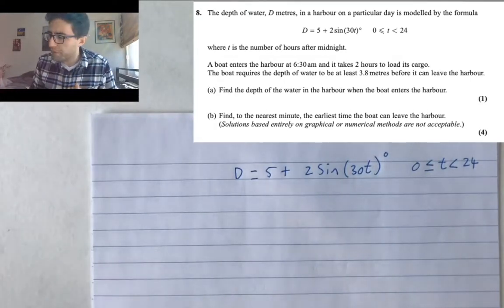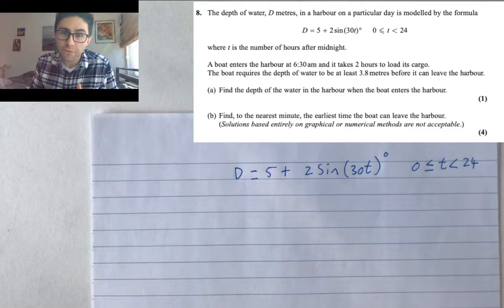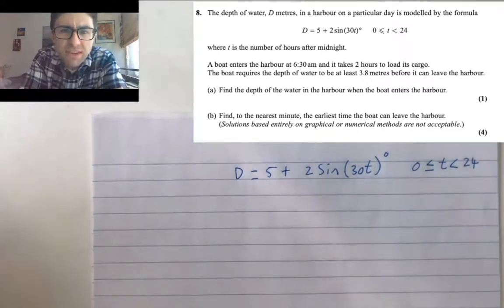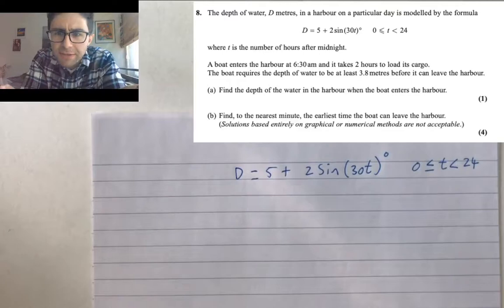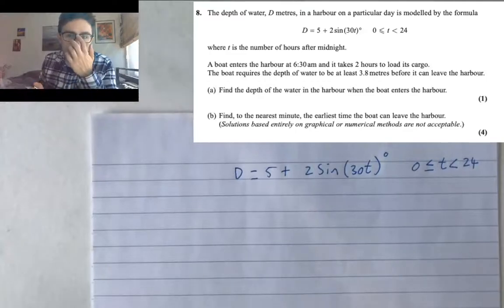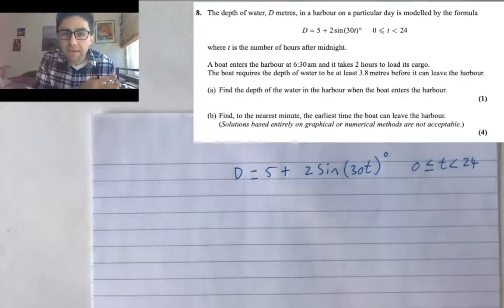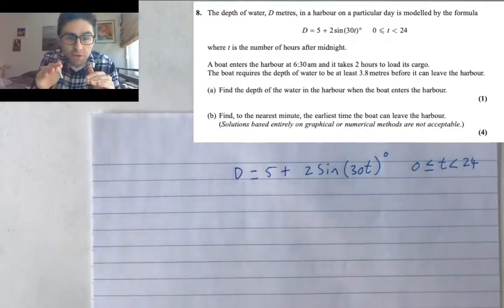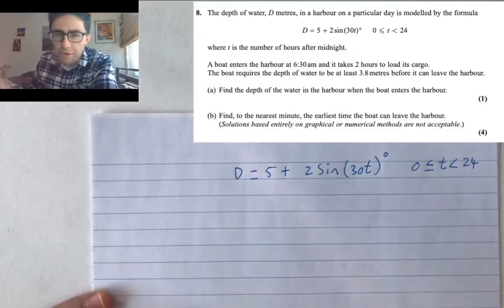So that's the model. D is the depth of the water, and T is the time after midnight in hours. All these sort of things are important to read and pay attention to. They're partly testing: are you reading this properly? Are you paying attention to all the fine points? Maybe you can do the trigonometry, but can you actually pull off the final couple of stages to get the marks?